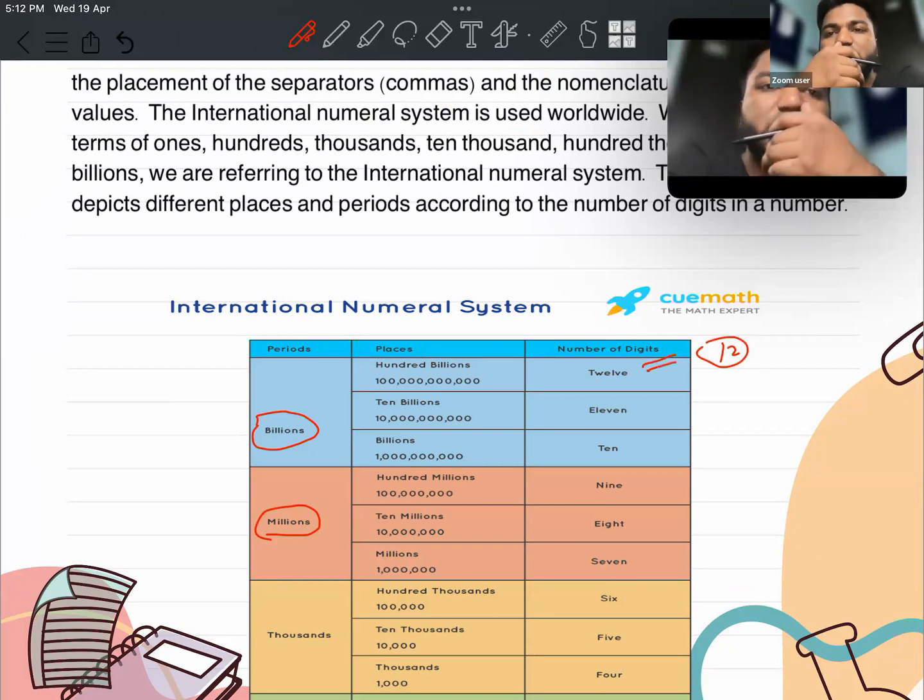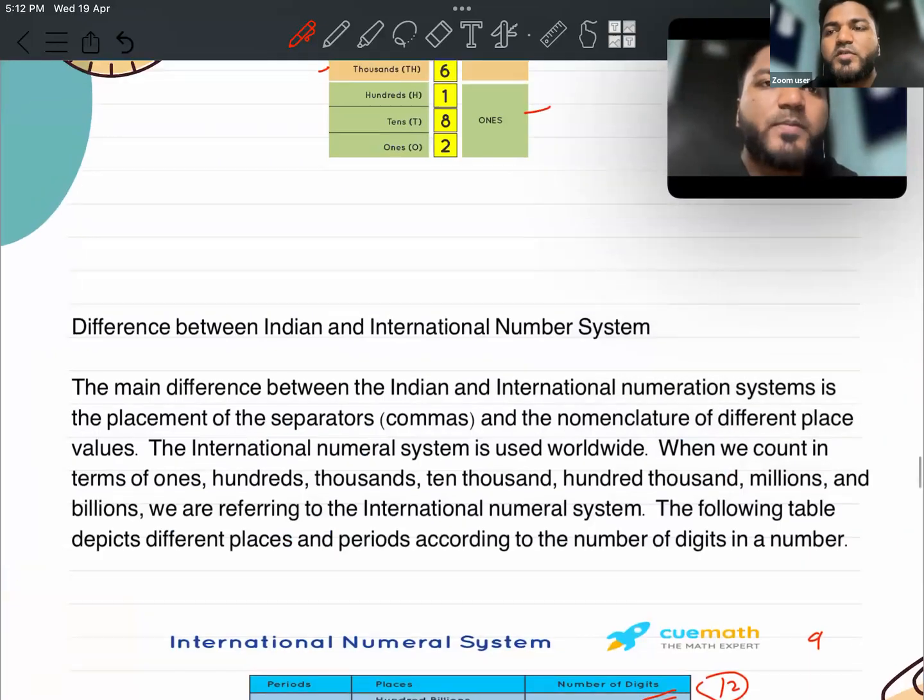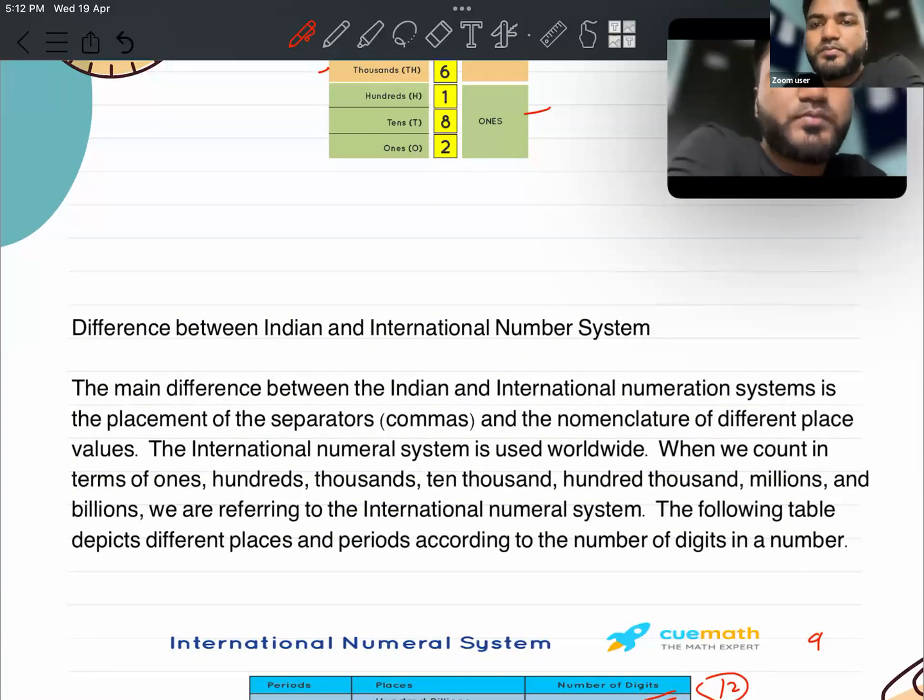But as per the Indian numeral system, the total number of digits is only 9, while in the international numeral system, the total number of digits is 12. So let's understand the difference between the two.